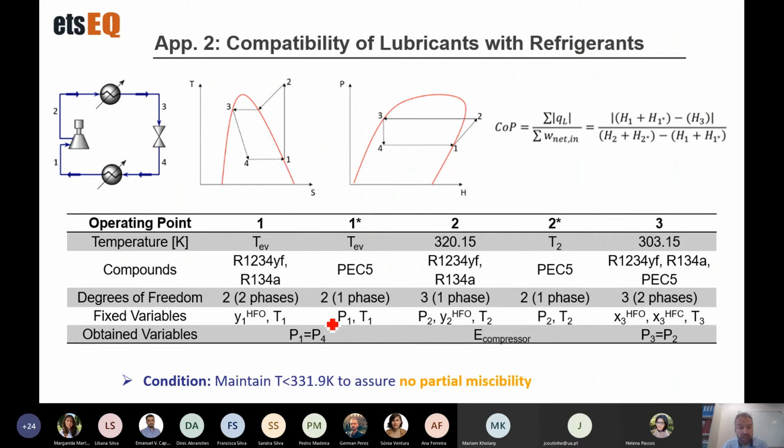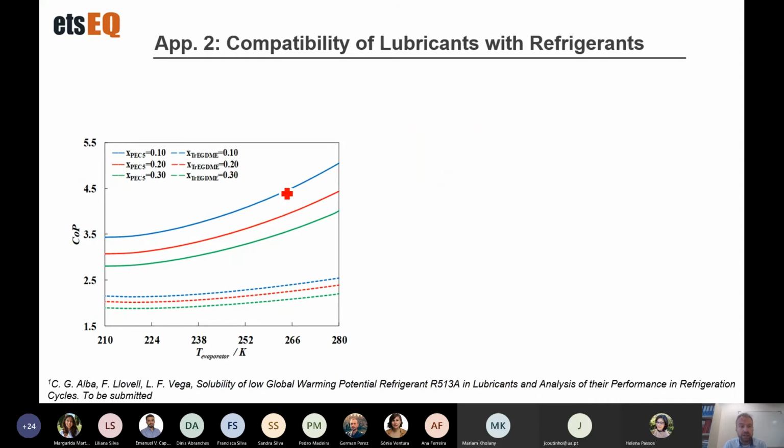So these are classical thermodynamic calculations where all the enthalpies and thermodynamic conditions are calculated using SAFT, okay? These are predictions done from our previous model, and we can calculate the coefficient of performance, and we can see how a leak of PEC5 affects the coefficient of performance of our system. We can see that from a 10% to a 20% leak, the decrease is around 12% on the coefficient of performance, okay?